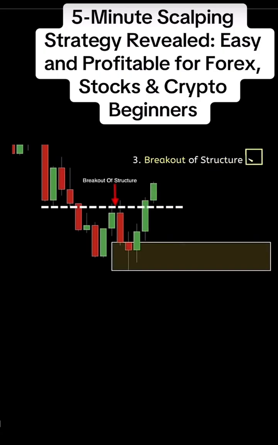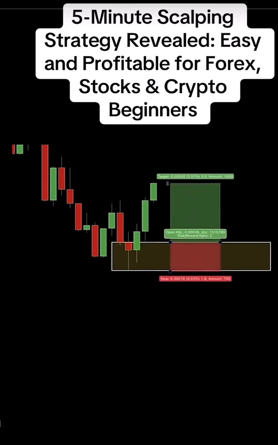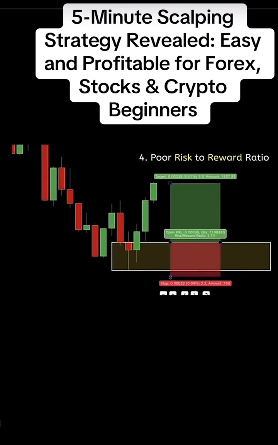Next, the move does break through the previous structure, breaking above a resistance level, which is what we want to see. However, this is where the problem lies. When we calculate the risk-to-reward ratio, it doesn't meet our 3-to-1 minimum. The potential reward is simply not worth the risk, which makes this trade too risky to take. Even though this demand zone meets 3 out of the 4 criteria, it lacks the crucial risk-to-reward ratio. And in our scalping trading strategy, if just one criterion is missing, the zone should be ignored.